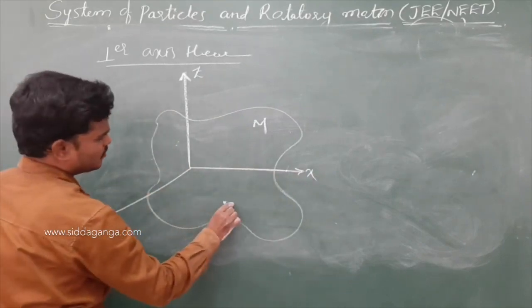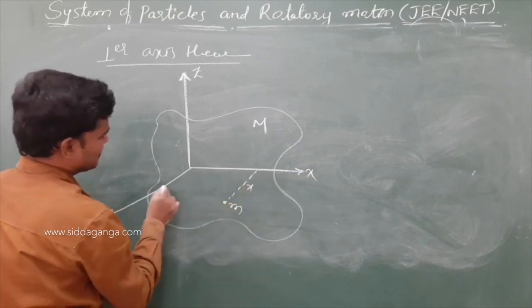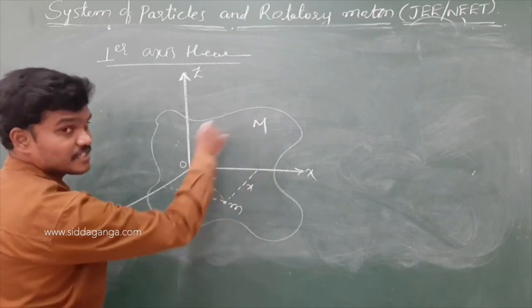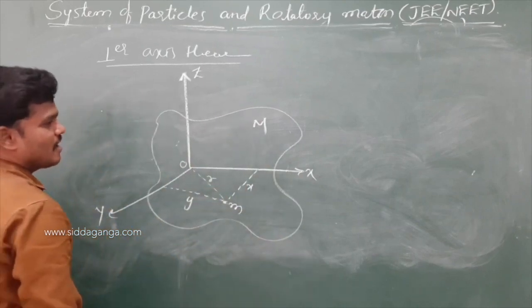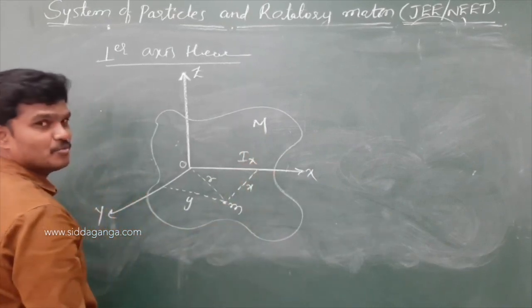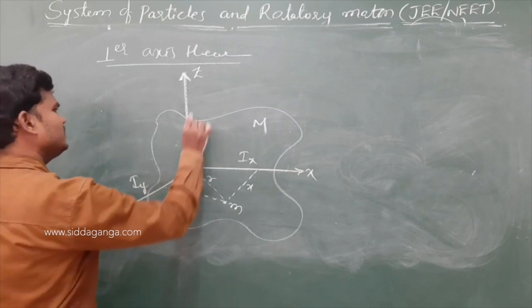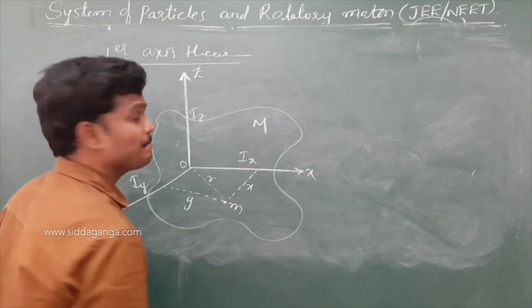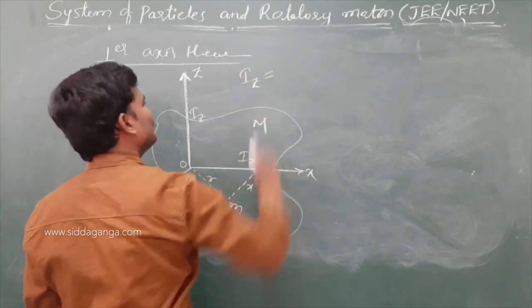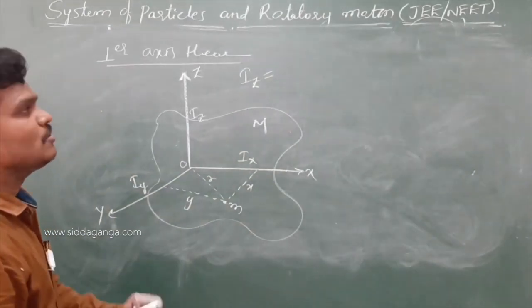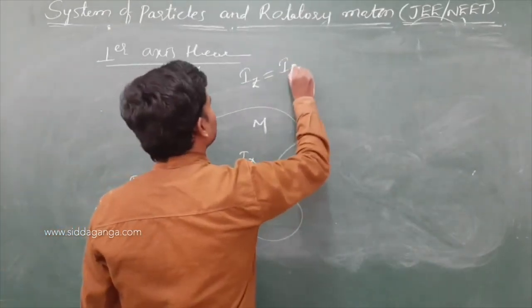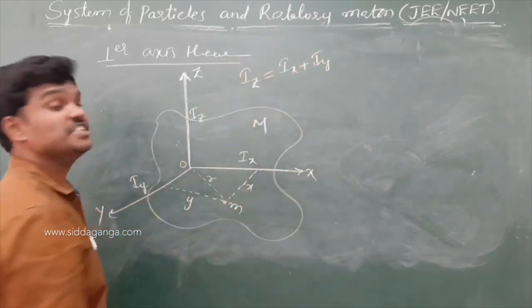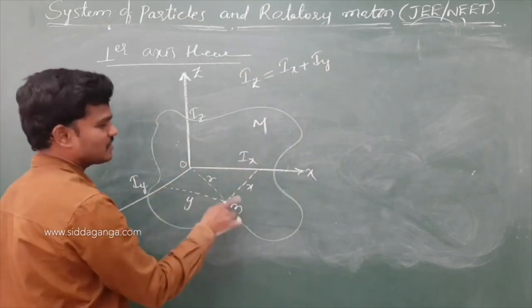If I take any particle whose mass is m, at a distance x, this is the distance y, and this distance is r, this particle also rotates, having some coordinates x and y. Let us consider Ix is the moment of inertia about the x-axis, this is about y, this is about z. Now keep the statement in mind. According to perpendicular axis theorem, the moment of inertia of a plane lamina about any axis is equal to the sum of the moments of inertia of the same plane lamina passing through the same point which are perpendicular to each other. Take m x square, m y square, m r square, you will get it.